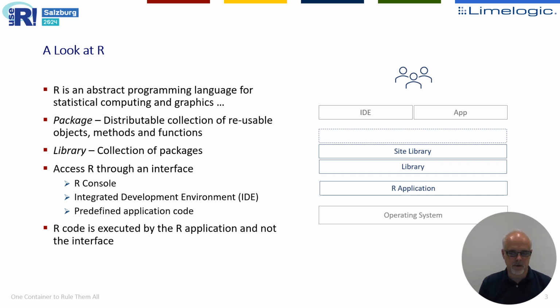Right? So R runs within an operating system. We use capabilities from packages to help perform our analysis, and we interact with R using some form of interface. It could be the R console, an integrated development environment like Workbench, or predefined application code, say in a Shiny app. The one thing to keep in mind from this slide is that R code is not executed by the interface itself. It's passed to the R application. So that is where it actually executes. And that is also going to be to our benefit later on.